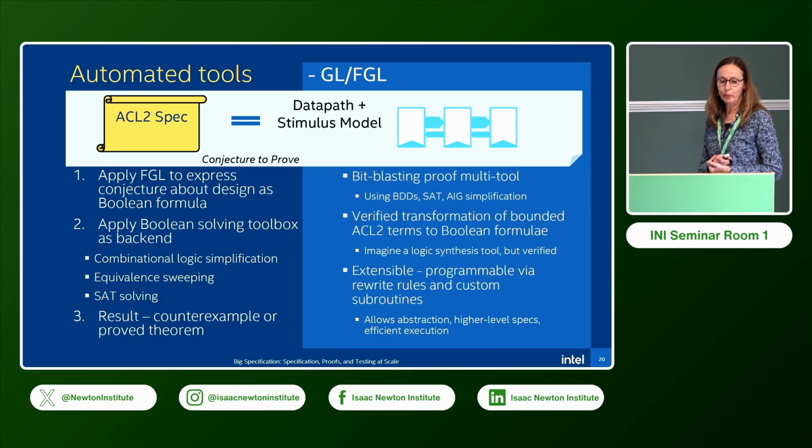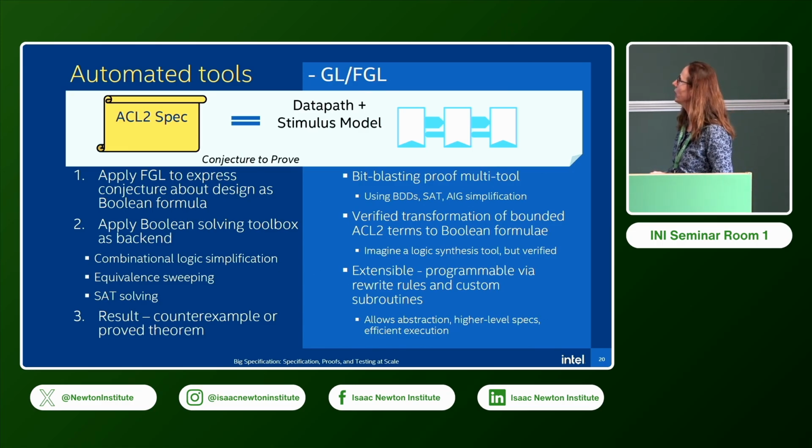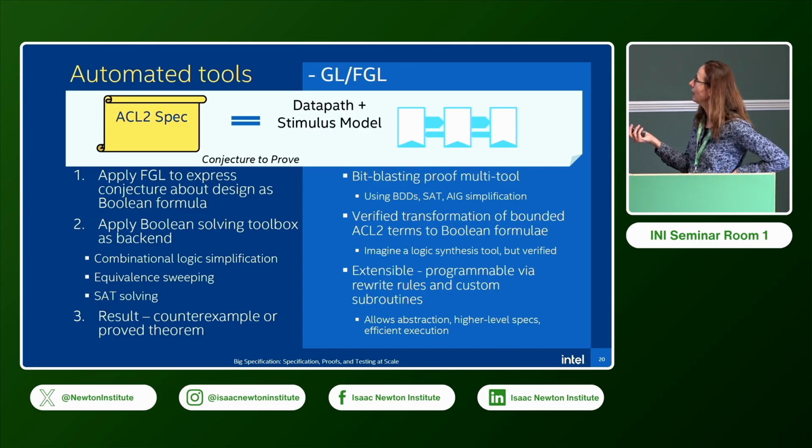So our main engine that we use is called GL, or FGL now. It's the new generation of that. So how is it used and what is it? Imagine that you want to prove that some micro-operation executes correctly in an ALU. First we write a specification in ACL2, and then we build the model, and let us say that the operation has a latency of 7 cycles. So we unroll the circuit with symbolic stimulus for the number of cycles of the latency, and express this equivalence as a Boolean formula to which you can apply our known tools in our Boolean solving toolbox.